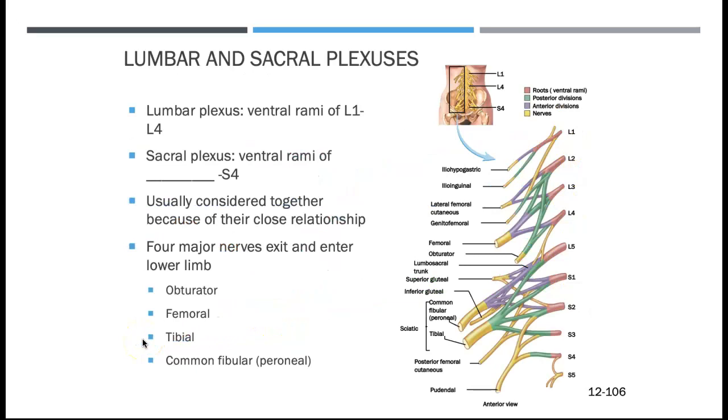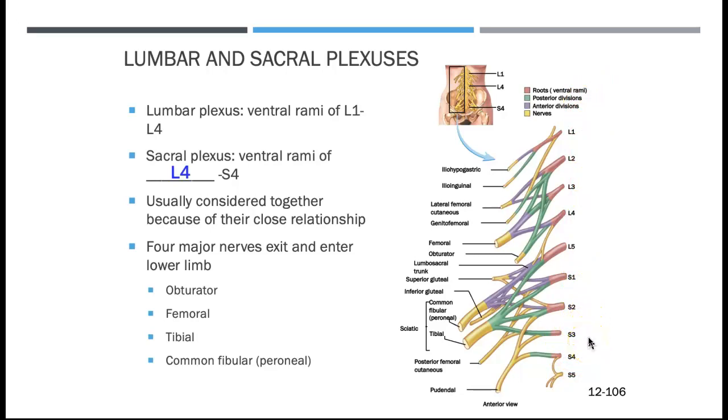Now moving on to the lumbar and sacral plexi. We can separate these out. So the lumbar plexus does have a ventral rami of L1 to L4, whereas the sacral plexus has a ventral rami sharing L4 all the way down to S4. And this is usually considered as the lumbosacral plexus together because they have a close relationship.